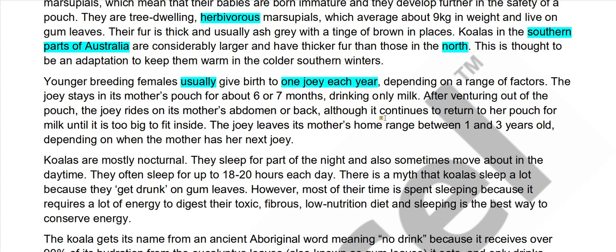The joey stays in its mother's pouch. After venturing out of the pouch, the joey rides on its mother's abdomen or back, although it continues to return to her pouch for milk until it's too big to fit inside. The joey leaves its mother's home range between 1 and 3 years old, depending on when the mother has her next joey. Just a heads up, here it is written 1 and 3 years old. Do not get confused. This is the age range of a joey, not the number of joeys a mother gives birth to during her lifetime. So do not get confused here.